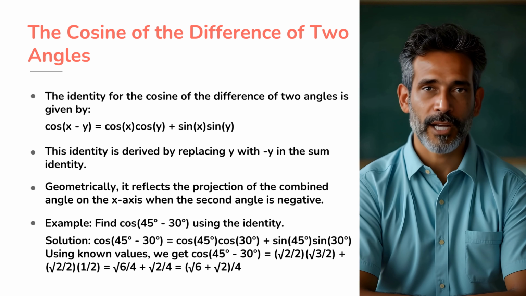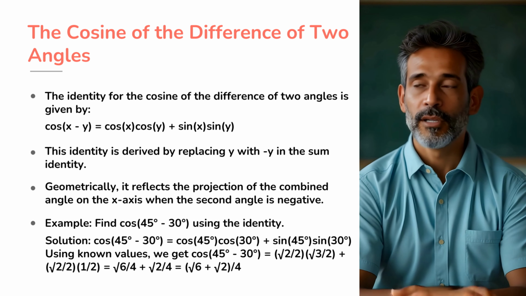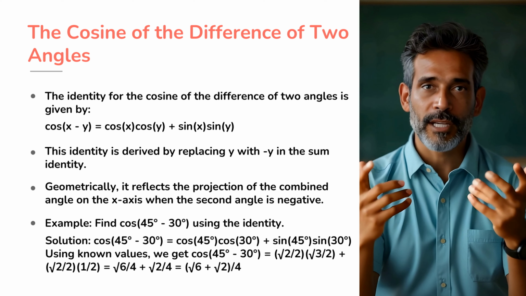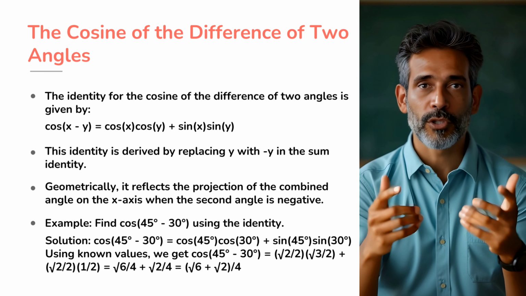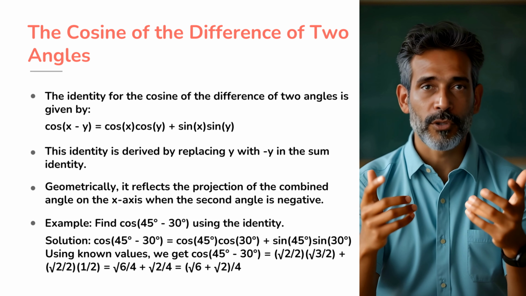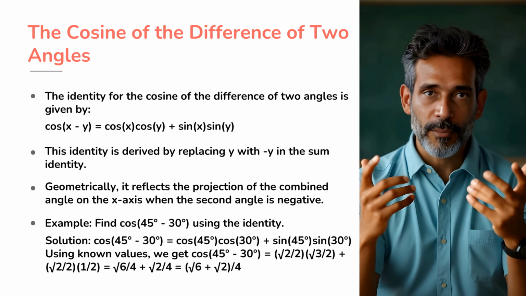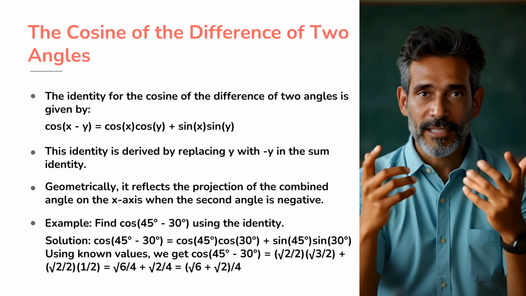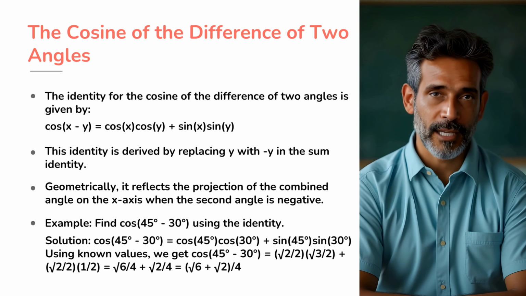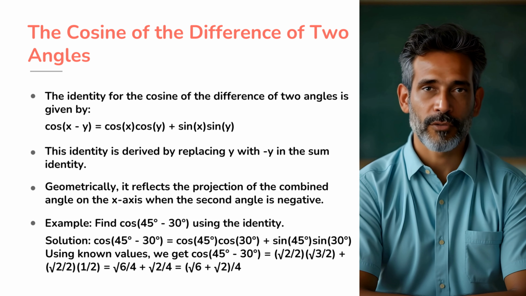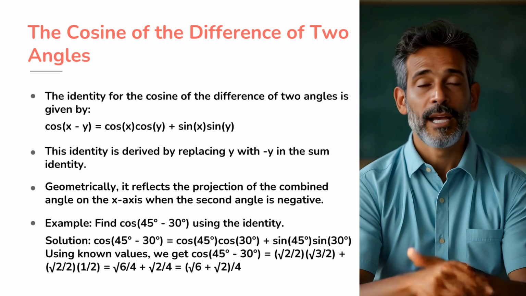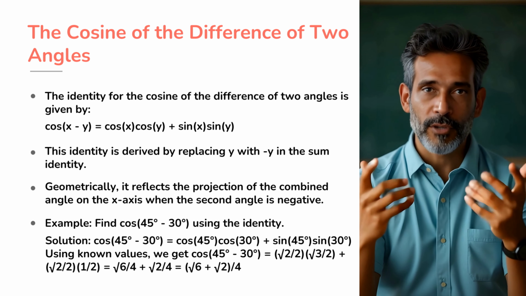Now, let's look at the sine of the sum of two angles. The formula for this identity is sin(x + y) = sin x times cos y plus cos x times sin y. This is another essential identity in trigonometry. It helps when calculating the sine of a combined angle and comes in handy in problems involving wave interference or alternating currents.